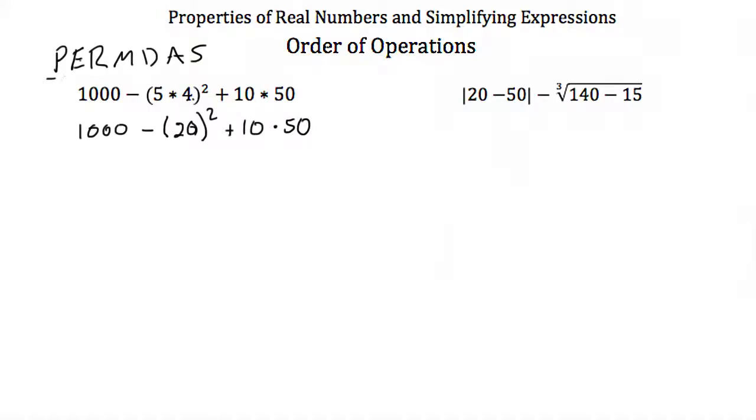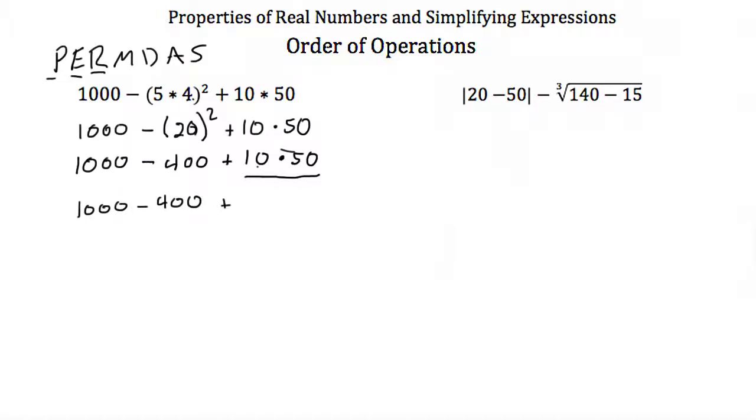Well, now that we've done all our parentheses, or all of our grouping, next we do exponents. Well, we have an exponent of 2 here, so we'll do that next. And we're going to get 1,000 minus, now 20 squared is 400 plus the 10 times the 50. Well, we're done with our exponents, so now we have to do roots, except we don't have any roots, so we can skip that one. Next is multiplication, and here we have 10 times 50, so we'll end up with 1,000 minus 400 plus 10 times 50 is 500.